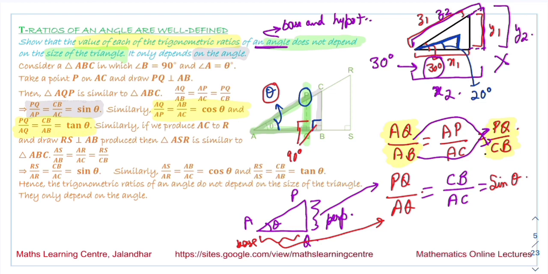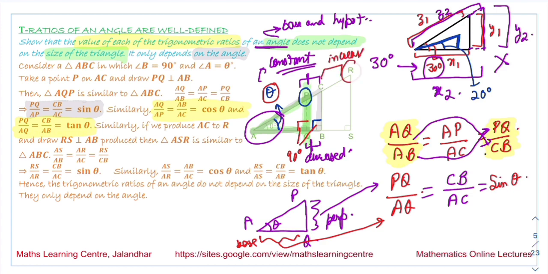So in this case what we have done is decreased this side over here. For this triangle we have kept this angle as constant. So in the first case we have decreased these two lengths. Now in the next case, if we increase these lengths, the new points we get are R and S.